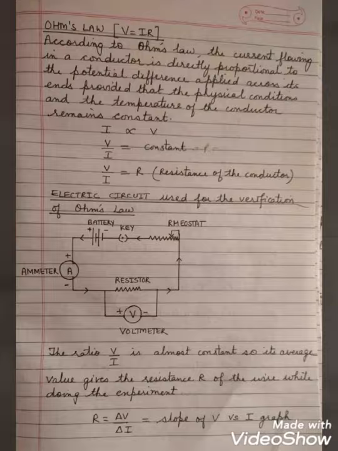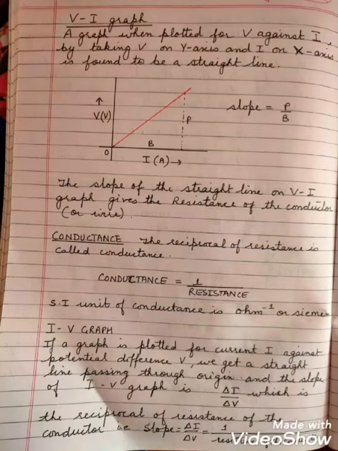Coming on to the VI graph. If we plot a graph for V against I by taking V on the y-axis and I on the x-axis, it is found to be a straight line graph. And as I've said before, the slope of this VI graph will give us the resistance of the conductor.